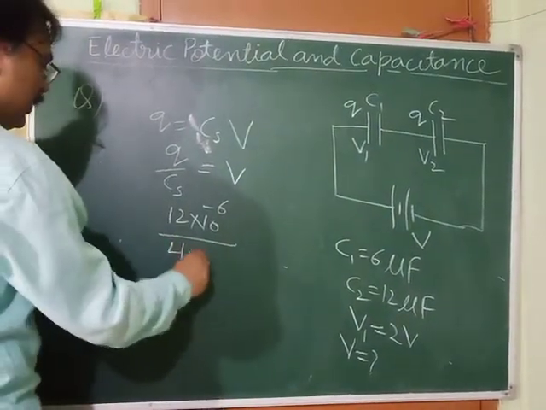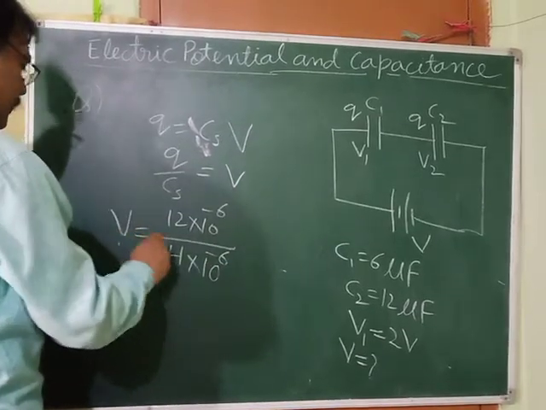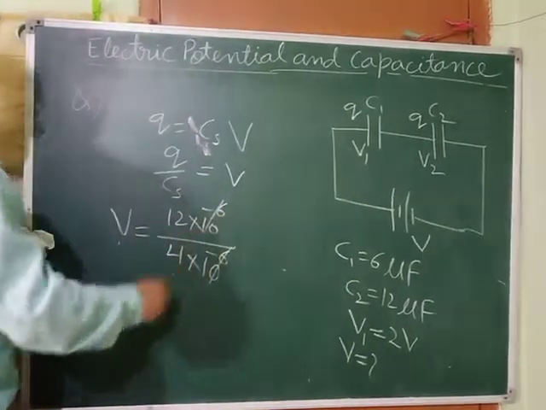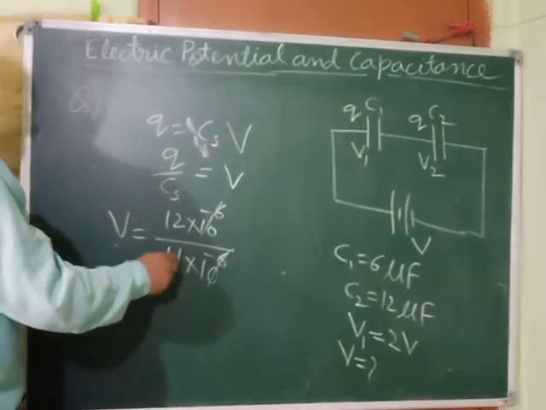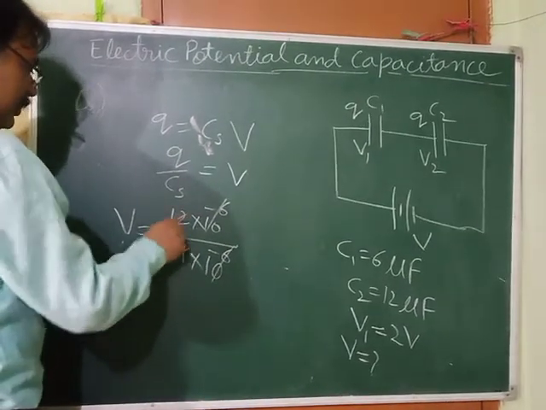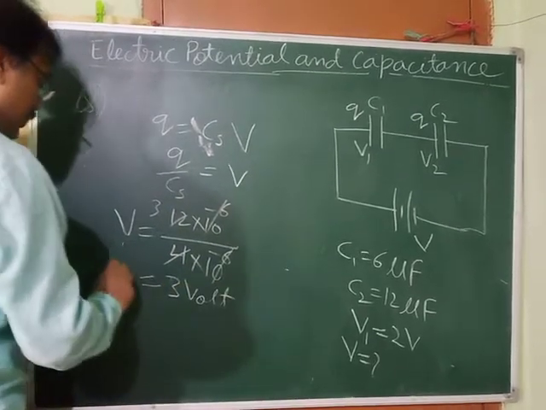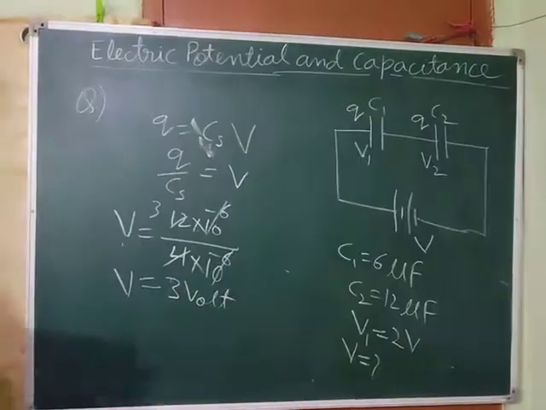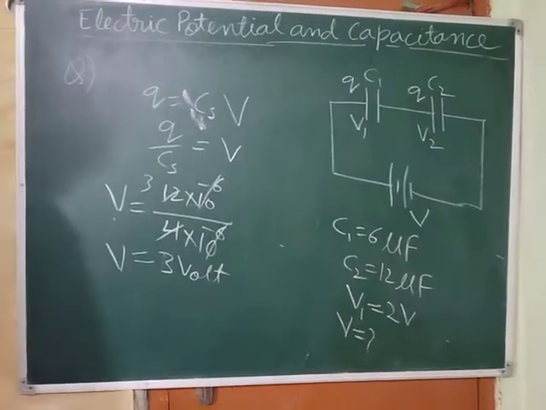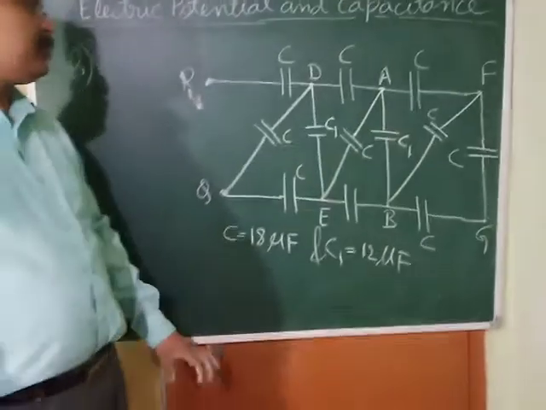So V is equal to 12 into 10 to the power minus 6 divided by 4 into 10 to the power minus 6. The 10 to the power minus 6 cancels out. What do you get? 4 threes are 12, so you will get 3 volt. That is the net potential difference applied by the battery. Got it? Okay. Now let us take up another question.